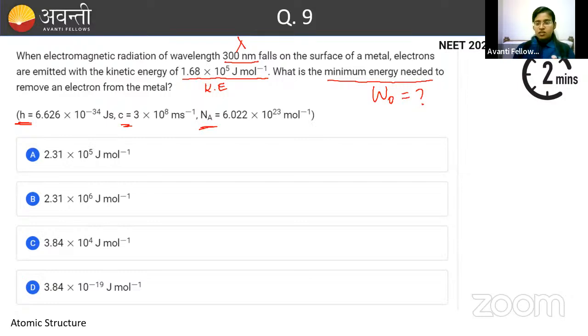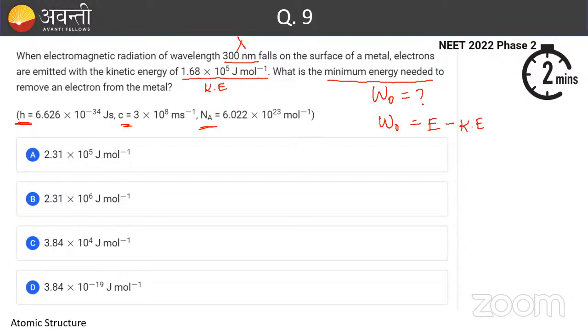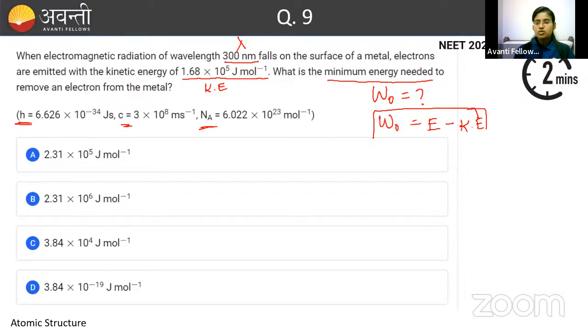Now, to find out this W naught, the formula is E, the energy, minus the kinetic energy. This is the formula which is used to calculate W naught. If you do not know this formula, just take it down in your notebook now. We have the kinetic energy value in the question, but we don't have the energy value.